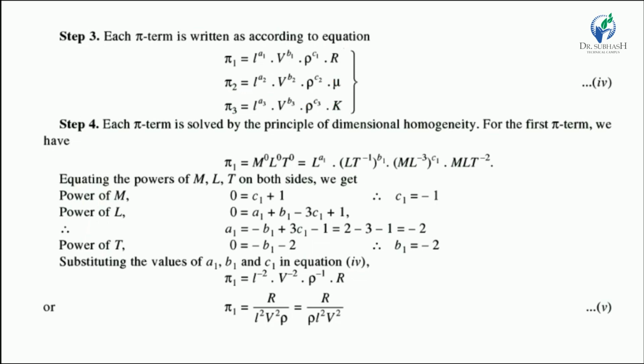Now we have to put the non-repeating variable in each pi term. The remaining variables are taken as non-repeating variables, and each pi term has any one non-repeating variable. So 3 non-repeating variables are left: resisting force, viscosity mu, and bulk modulus. Any of the 3 can be taken in any pi term.